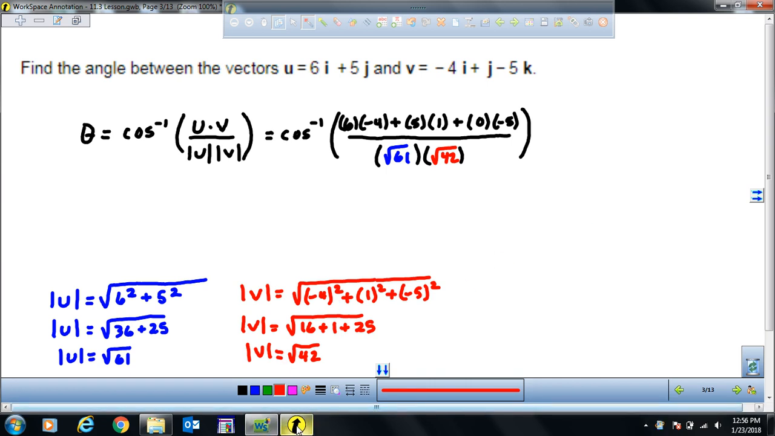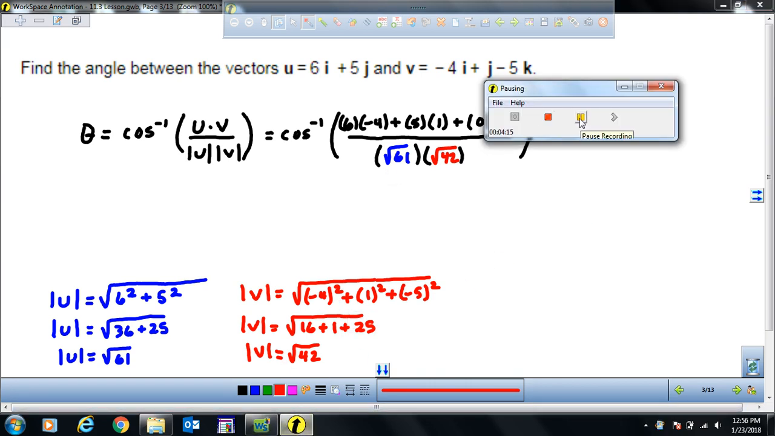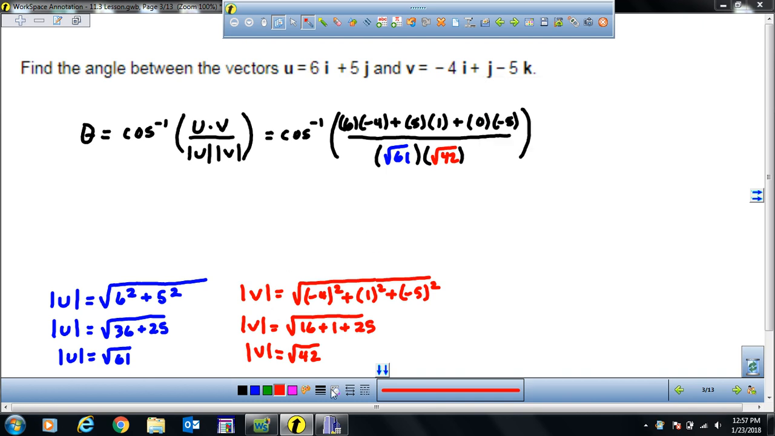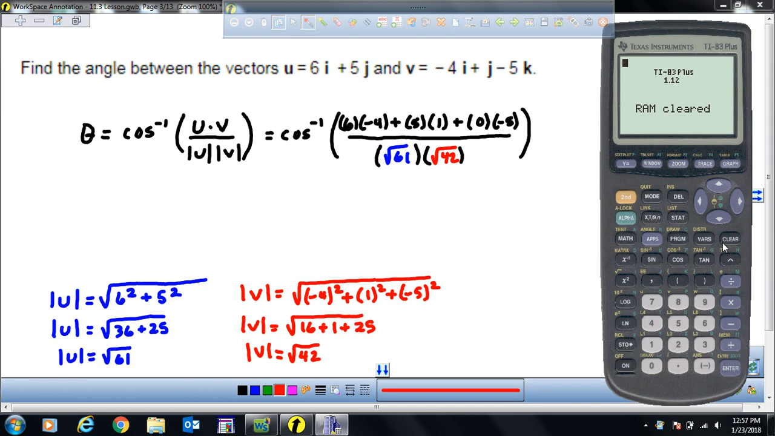Then we're going to use the calculator for the rest of it. Let's use the calculator to find the result right here. Make sure your calculator, depending on whether you want radians or degrees, right now I'm going to get the answer in degree mode. So I'm going to change it to degrees.